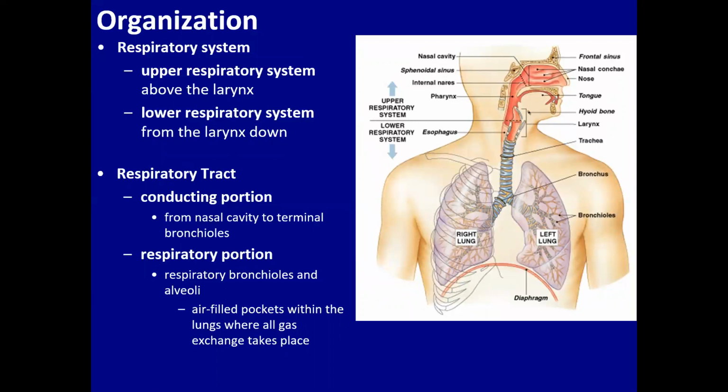Your respiratory tract consists of the conducting portion, and this is where you're actually conducting air, and it goes from your nose to the terminal bronchioles within your lungs. And then the respiratory portion is all of the respiratory bronchioles, which are the non-cartilage covered areas of tubes that are in your lungs, and all the way down to the alveoli, where you have air-filled pockets.